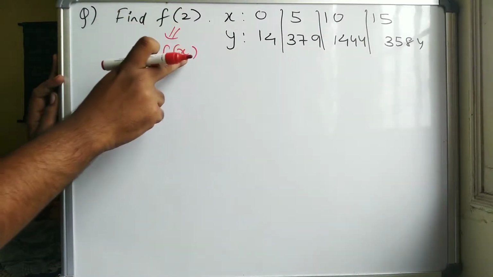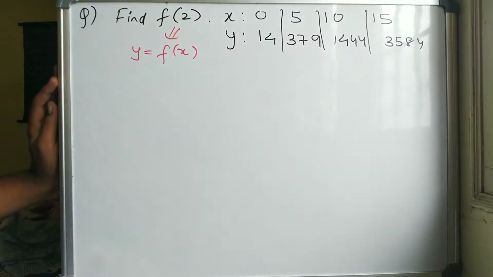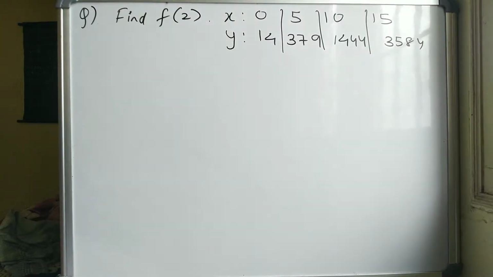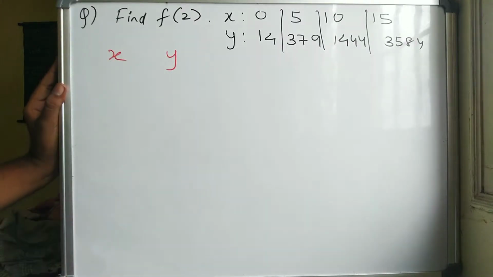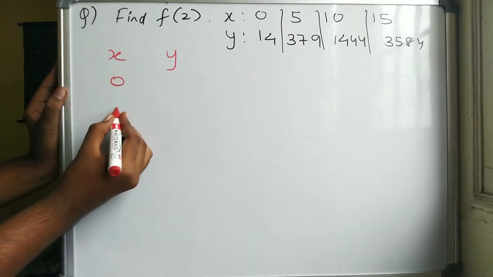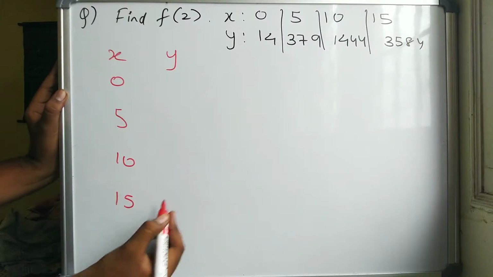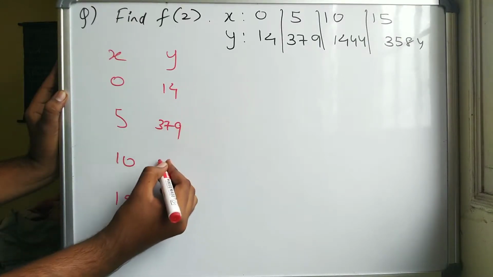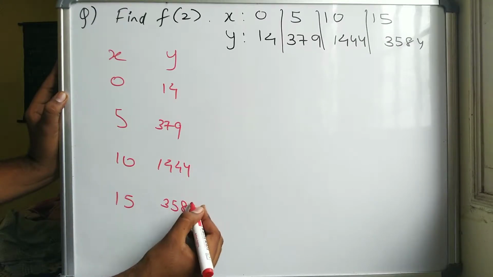Basically they're asking for the value of the function, so you have to substitute 2 in the place of x. That's it. The first step is to form the table starting with x and y. The x values given are 0, 5, 10, 15. The y values are 14, 379, 1444, 3584.